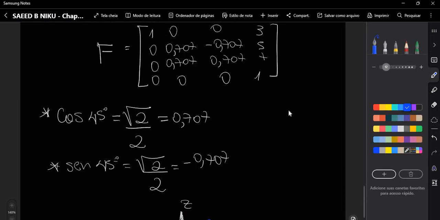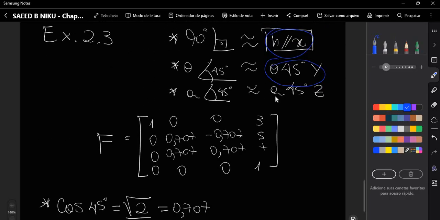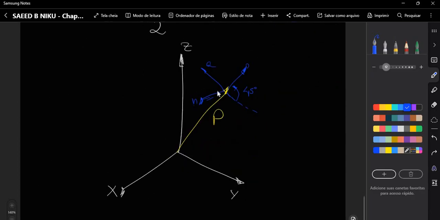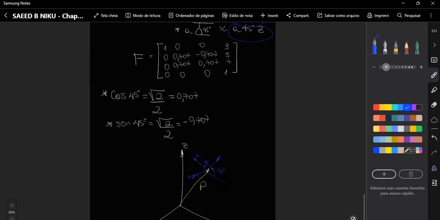And let me draw this. The vector A is forming 45 degrees related to the axis Z. A is 45 degrees related to Z. And that is how we obtain these values.